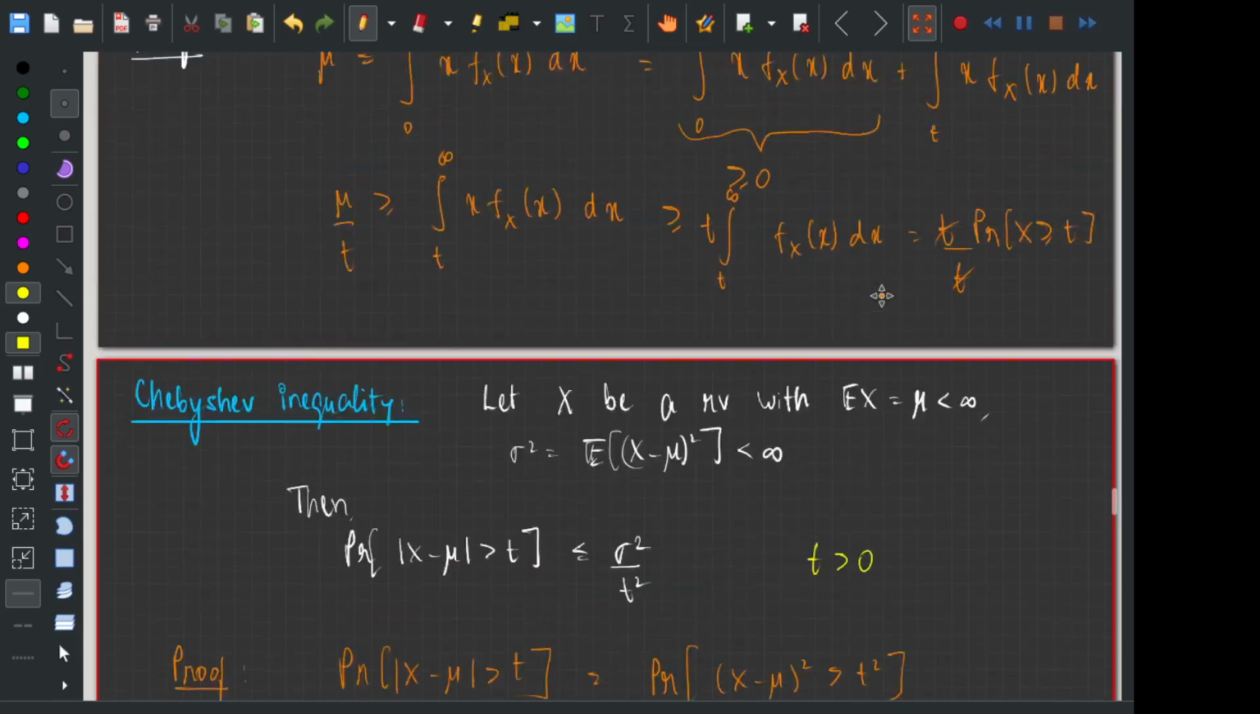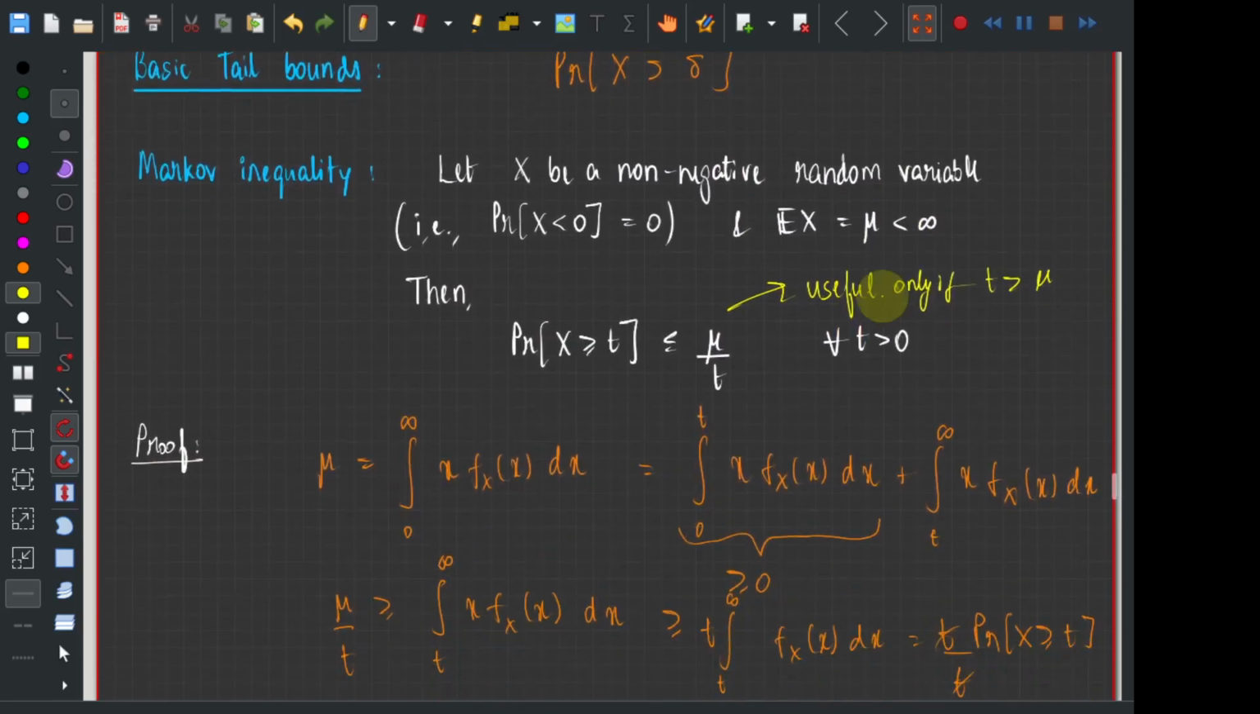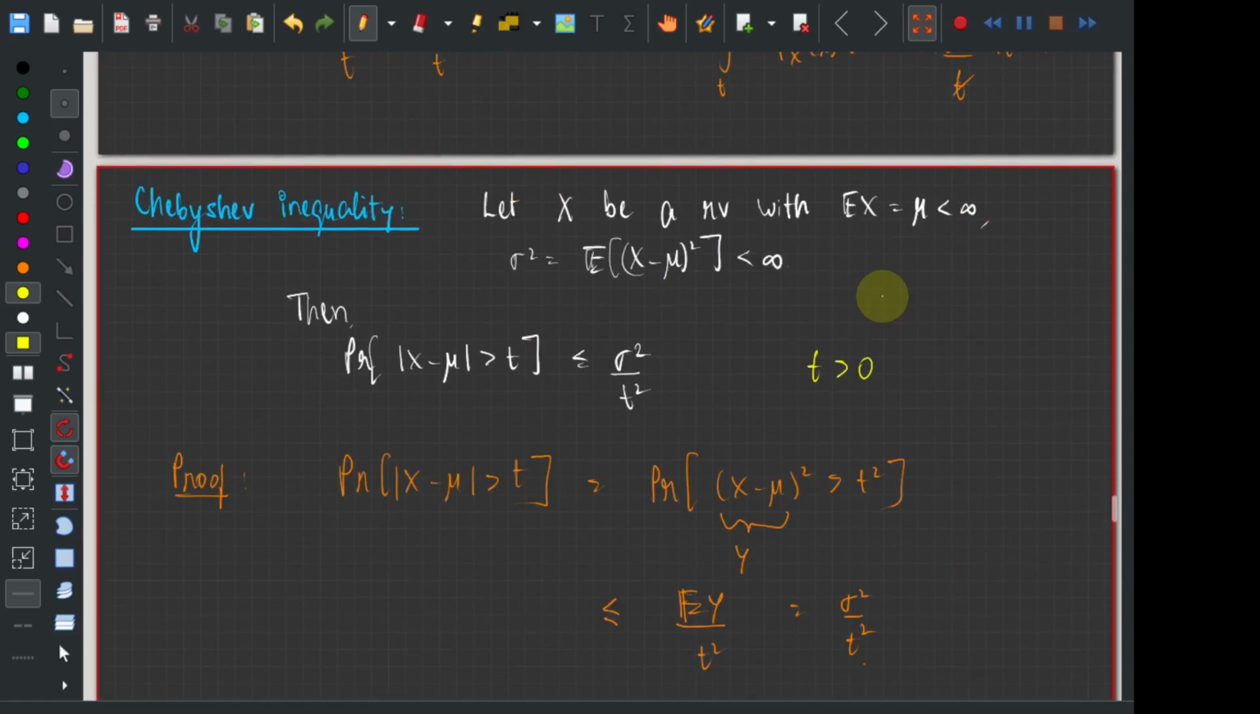Because here the assumptions you have are in some sense pretty minimal. You know the mean, you know that it is non-negative, and that's it. In many cases, you can't even compute the variance. We'll see examples of some of those later. But if you can compute the variance, then typically Chebyshev inequality will be much better.